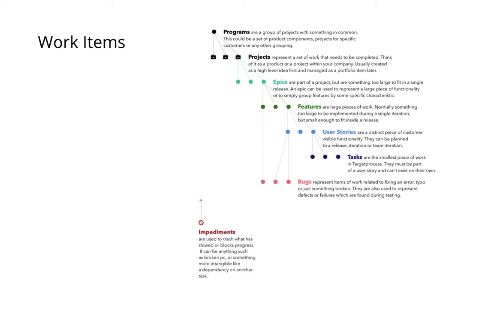A bug can exist as an independent entity or it can be related to a user story or a feature. Impediments are used to reflect any kind of blockers which might prevent you from doing your work. It could be a broken computer or something more intangible like a dependency on another task.